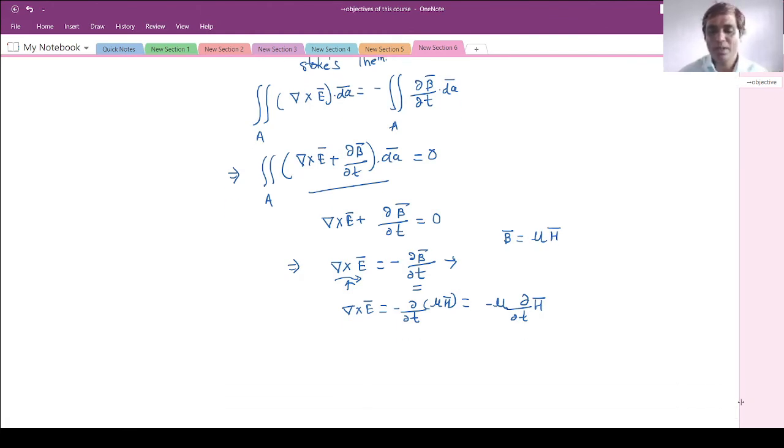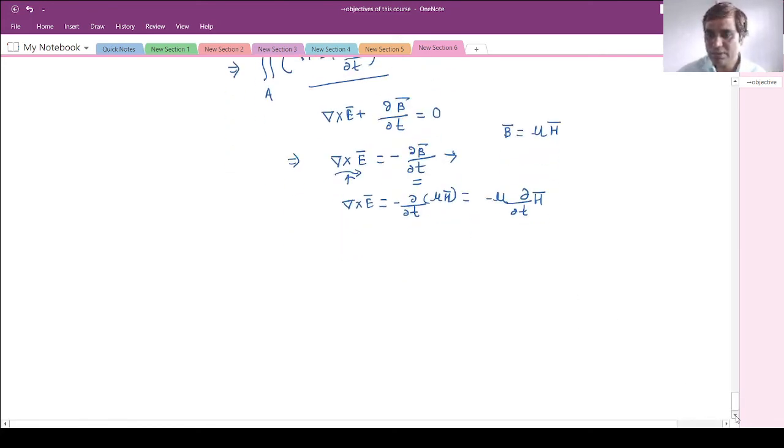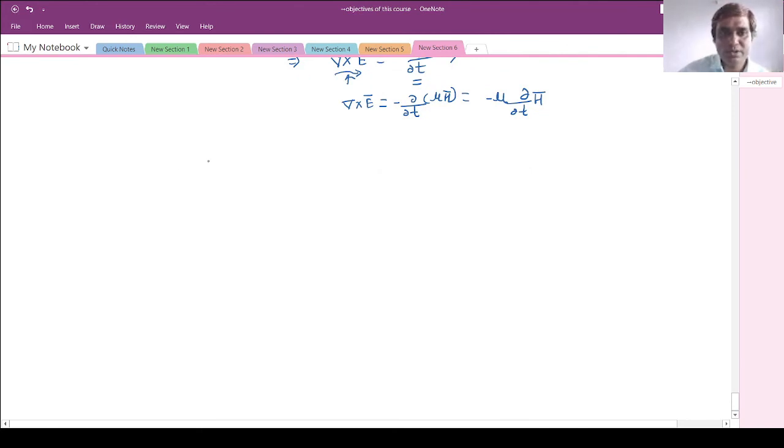Now let me discuss Maxwell's fourth equation, called the modified Ampere's law.